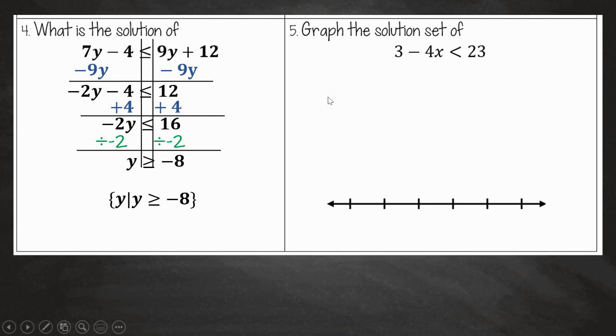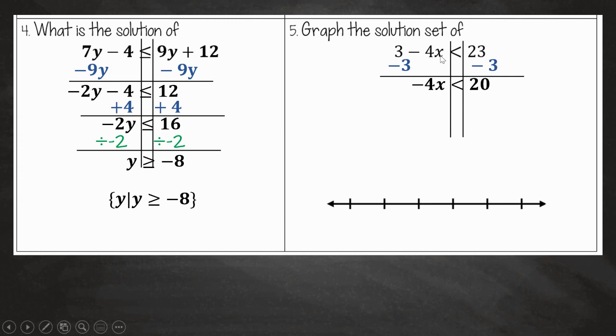Now moving on to question 5. Again, we need to graph the solution set of this equation. So the first thing we're going to do is subtract 3 from both sides because we need to get that variable by itself.